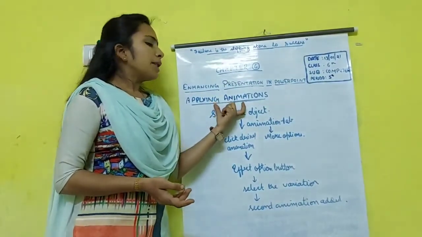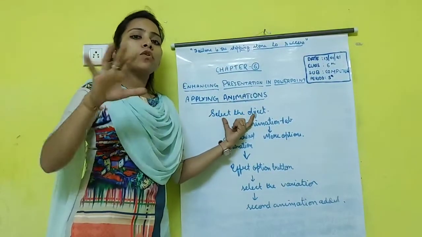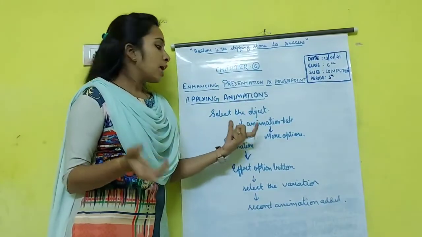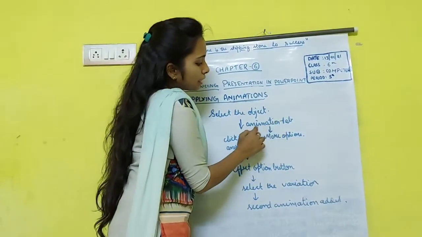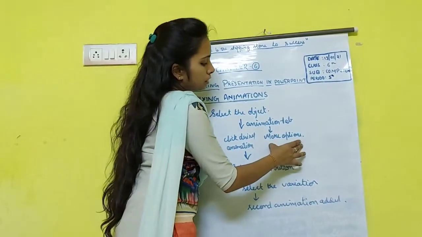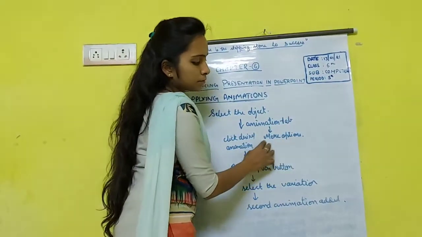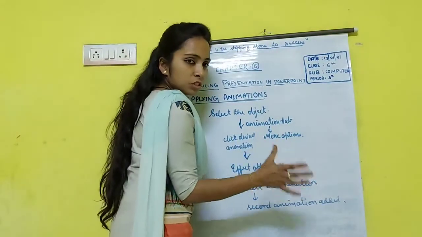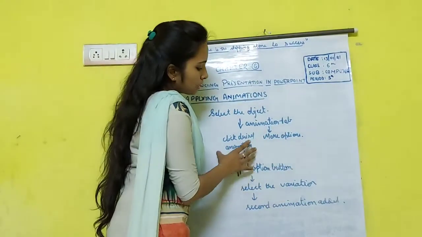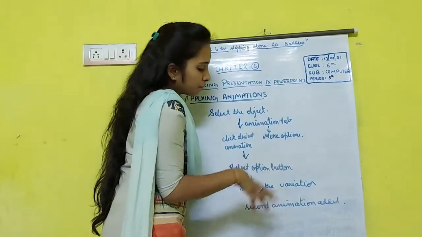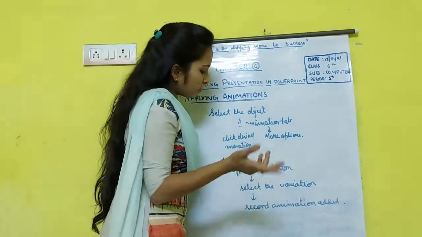Now, how will you apply these animations on your slides? First you will select the object where you want to apply the animation. After that, the animation tab is there at the top. There you will click on the animation tab. Then you will get one more option, the more option. Clear? Four to five animations are shown there, and when you click on more, more options will be shown to you. You will click the desired animation which you find helpful.